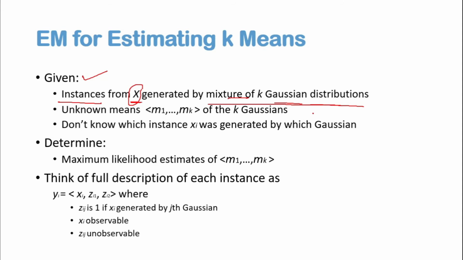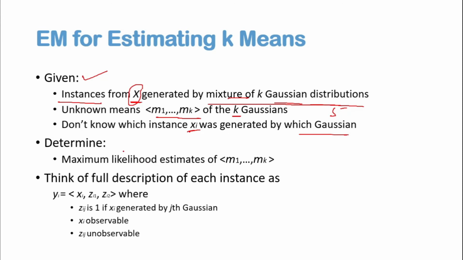So we will be having unknown means of k Gaussians. If k is 5, then we will be having 5 means. Then we don't know which instance xi was generated by which Gaussian. We won't be knowing which Gaussian is for which object.